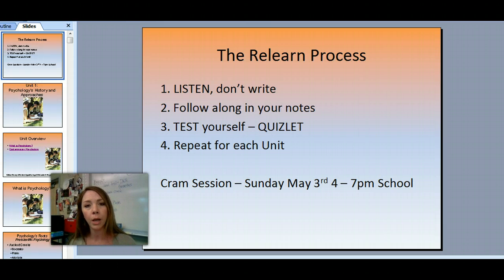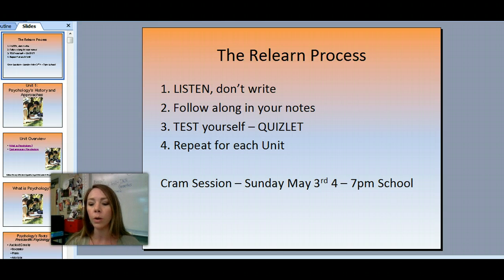I'm going to try to clump a couple of the small units together, and the large ones I'll keep separate. The big cram session will be the Sunday before your test. Monday, May 4th is your test, so Sunday the 3rd will be our review from 4 to 7. Your test is at 12 p.m. the next day. All right, so let's get started.